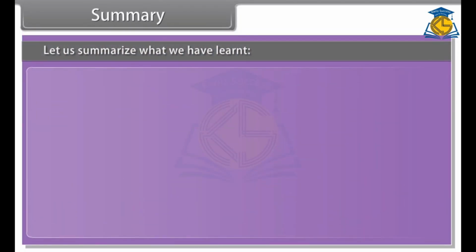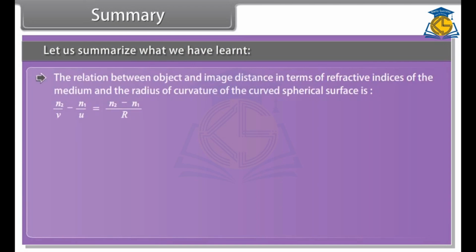Summary. Let us summarize what we have learned. The relation between object and image distance, in terms of the refractive indices of the medium and the radius of curvature of the curved spherical surface, is n2 by v minus n1 by u is equal to (n2 minus n1) by r.